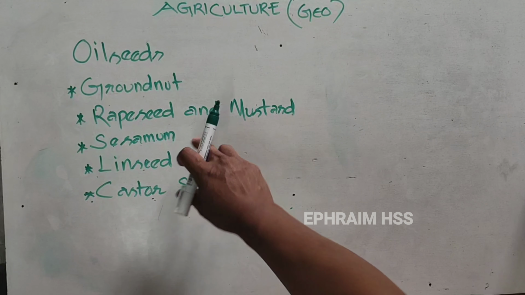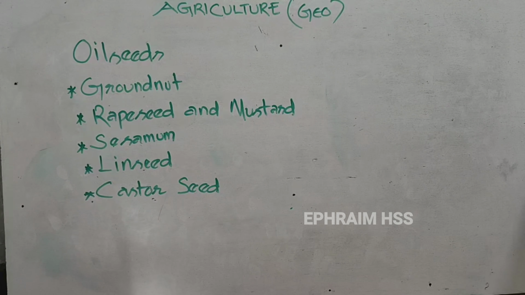Sesame is a kharif crop which can also be grown as a rabi crop in South India, and it requires a hot and wet type of climate with temperature between 20 degrees Celsius to 30 degrees Celsius and rainfall between 50 to 100 centimeter. It is difficult for this crop to survive long periods of drought or heavy rainfall. Which means in the presence of too much water or without water, this crop won't survive.